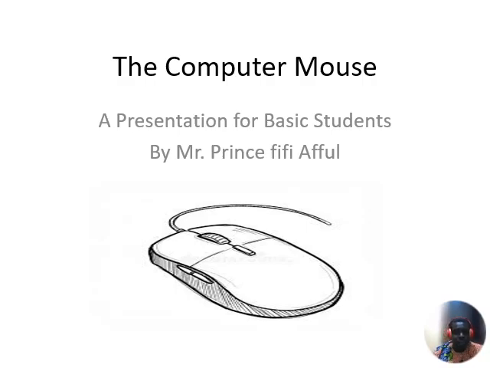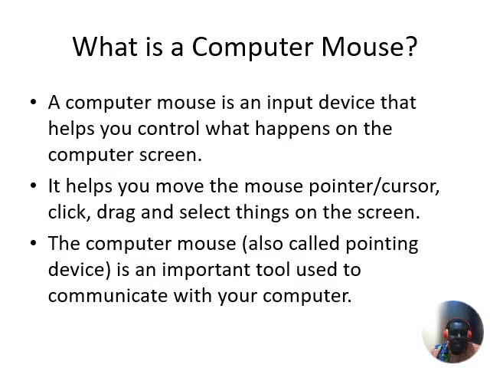What is a computer mouse? A computer mouse is an input device that helps you to control what happens on the computer screen. It helps you to move the mouse pointer, cursor, click, drag, and select things on the screen. The computer mouse is also called a pointing device, which is an important tool used to communicate with your computer.